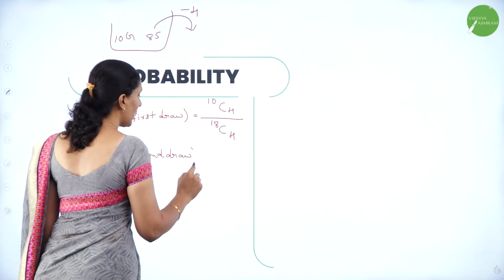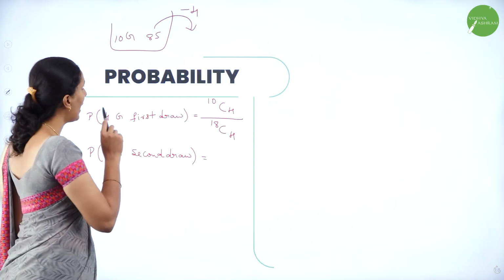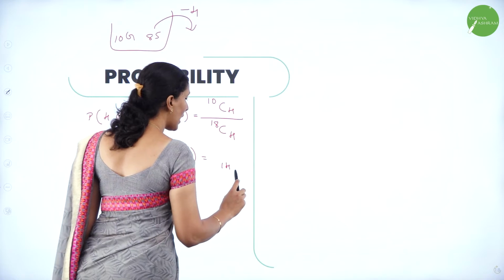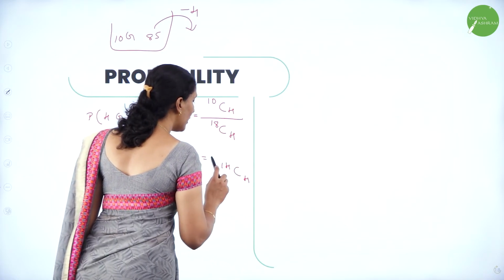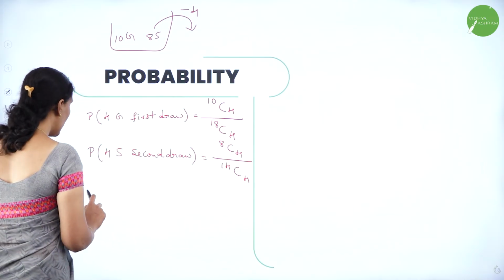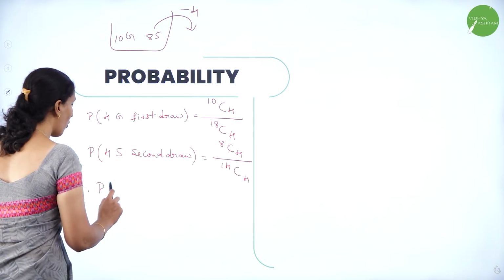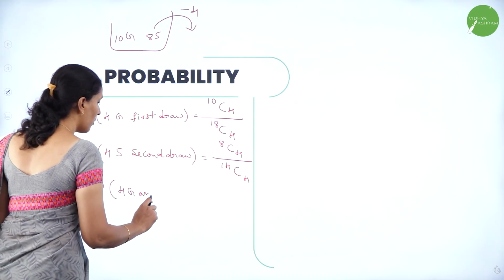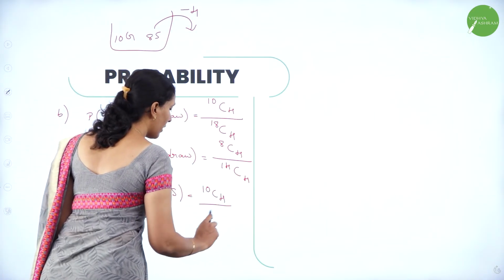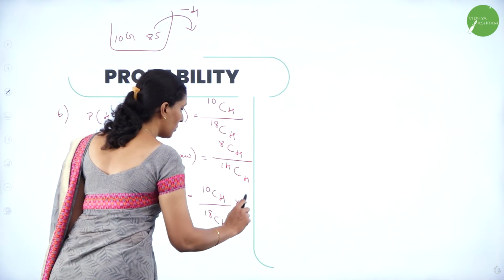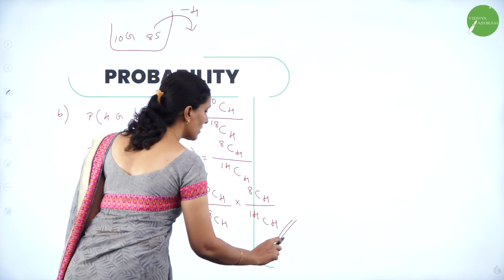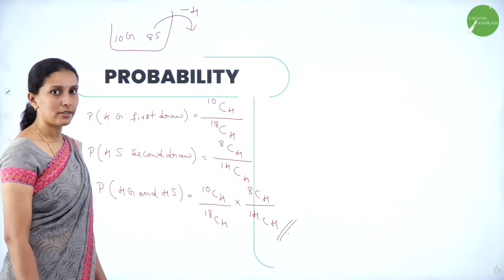Since I have taken 4 coins outside the bag, I am left with only 14 coins inside the bag. Out of 14 coins, I need to choose 4 coins and all those 4 coins have to be silver, so it is 8C4. Therefore in the second case, the probability of getting 4 gold and 4 silver will be 10C4 divided by 18C4 into 8C4 divided by 14C4. So this is the possibility we can get.